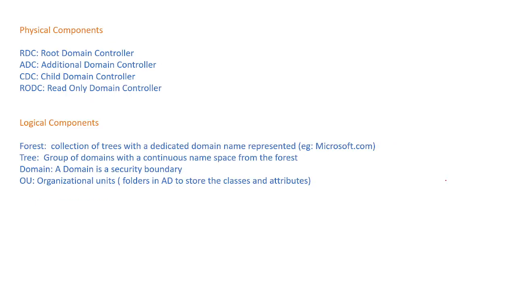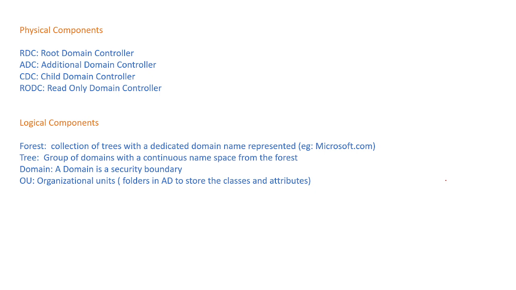If you want to understand better, there are four different physical components. The first one is RDC. RDC is nothing but the root domain controller. The root domain controller is the very first domain controller at your office.